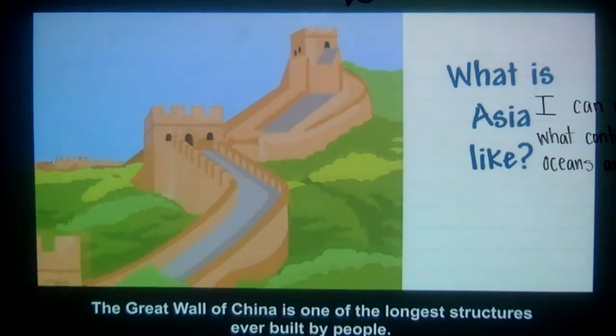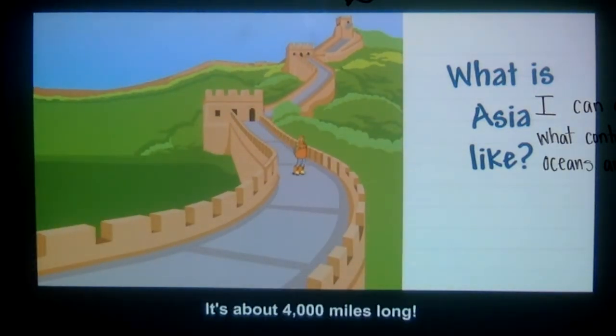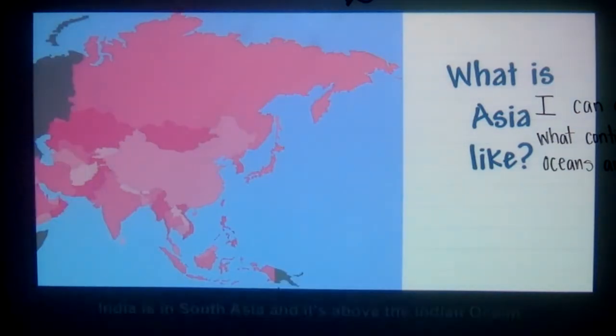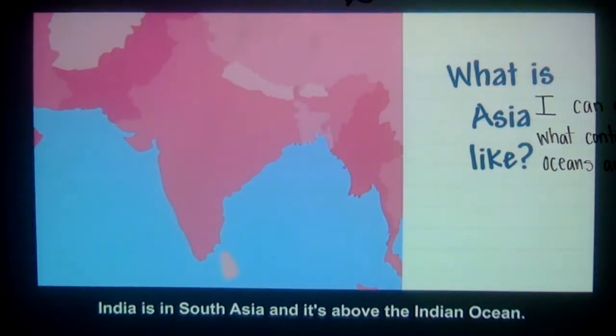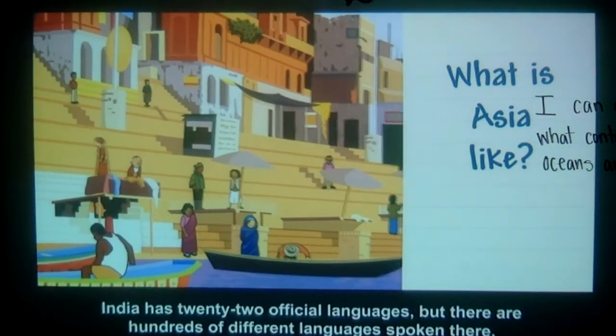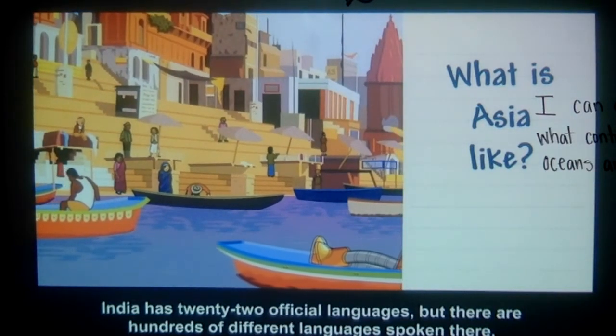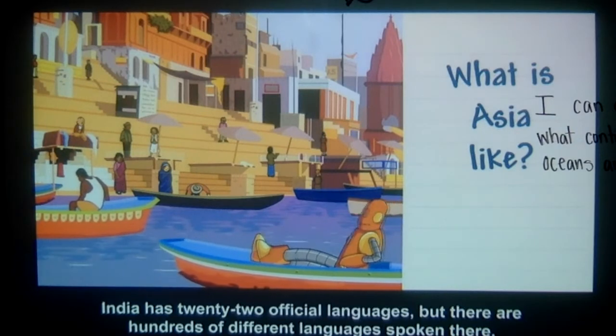The Great Wall of China is one of the longest structures ever built by people. It's about 4,000 miles long. India is in South Asia, and it's above the Indian Ocean. India has 22 official languages, but there are hundreds of different languages spoken there.